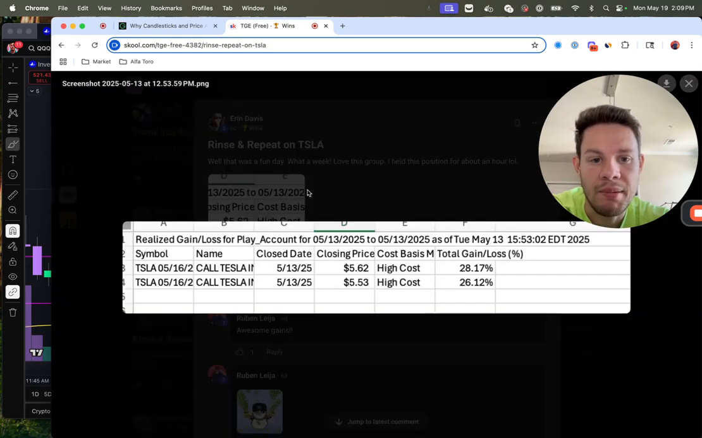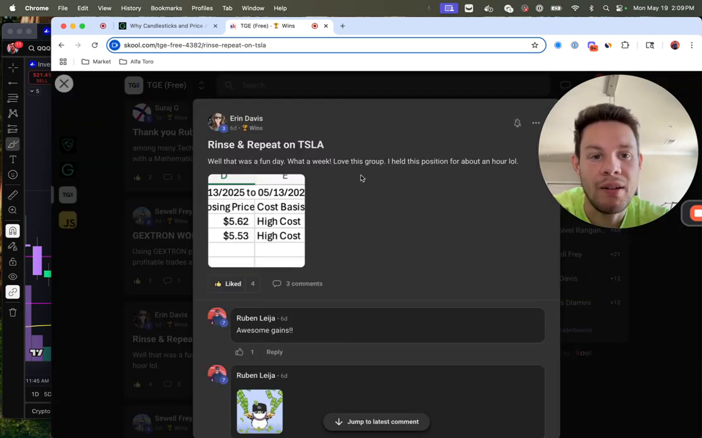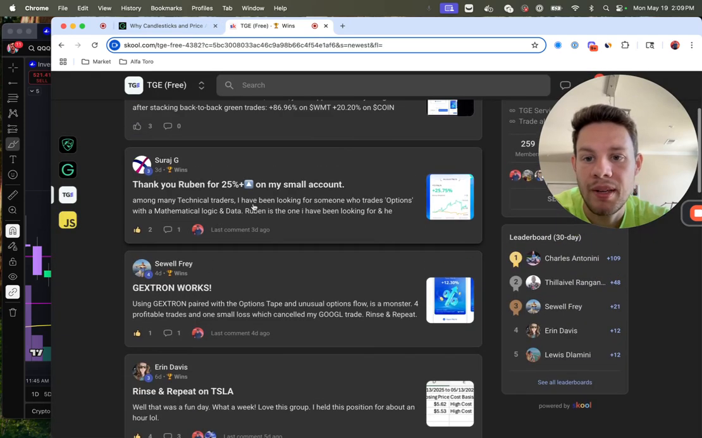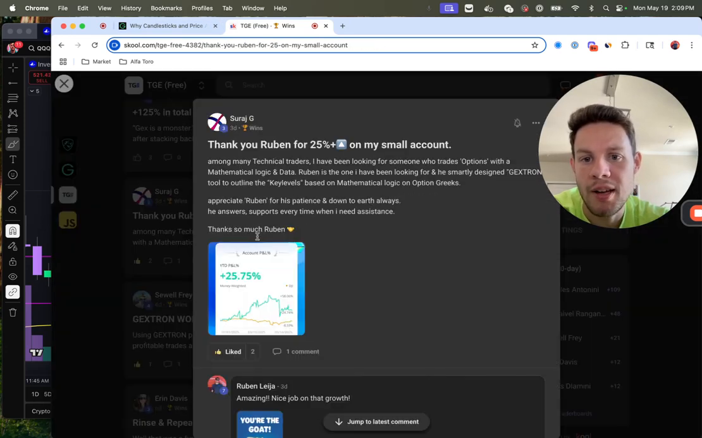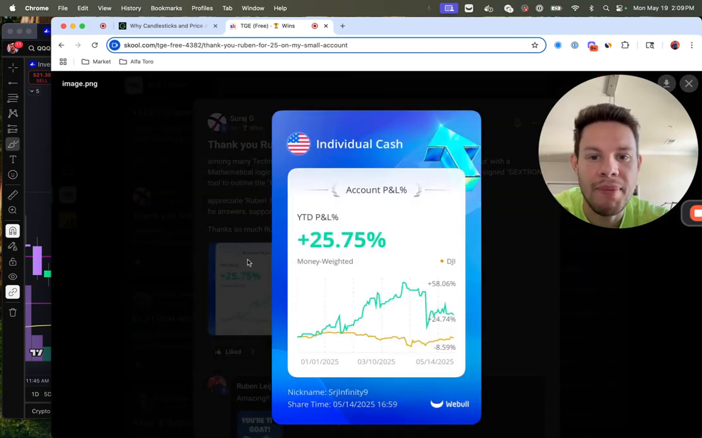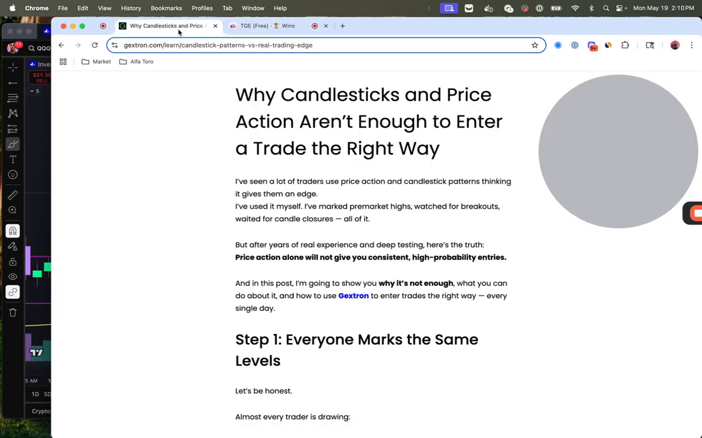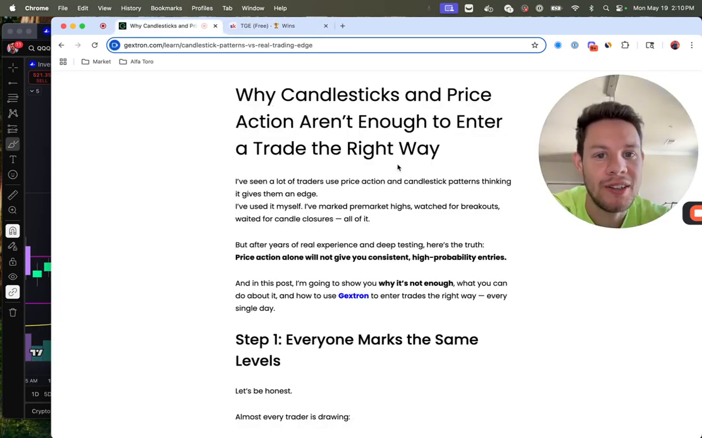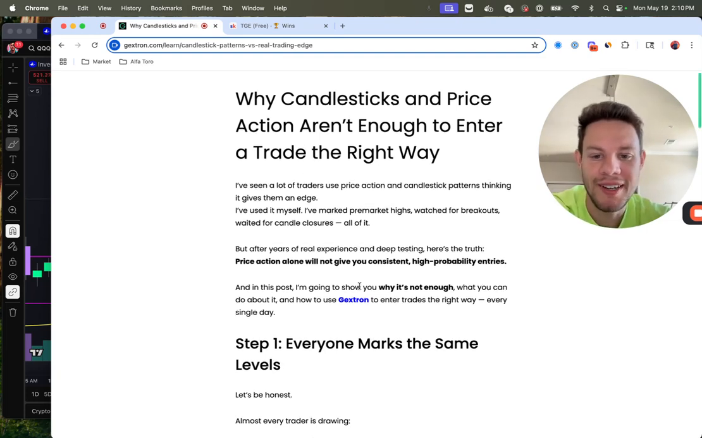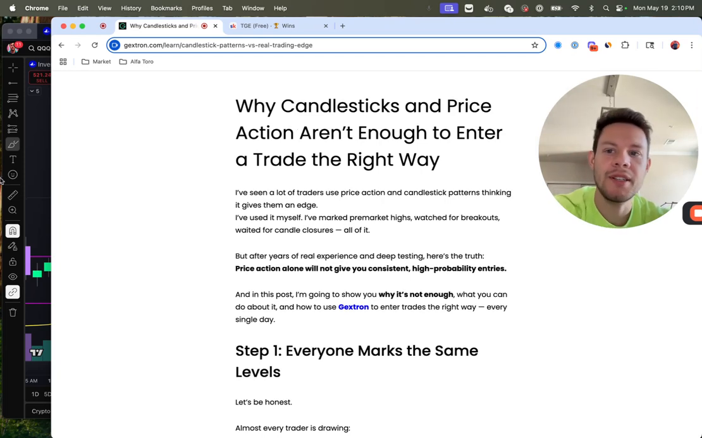Aaron, Tesla, same thing. We use Gextron to figure out key levels. Siraj increased his whole small account by 25%. It was higher too, 58%. Wow. But he's up 25% using Gextron, because he's using the key levels, which use the option Greeks, which is a much better context than just price action traders.